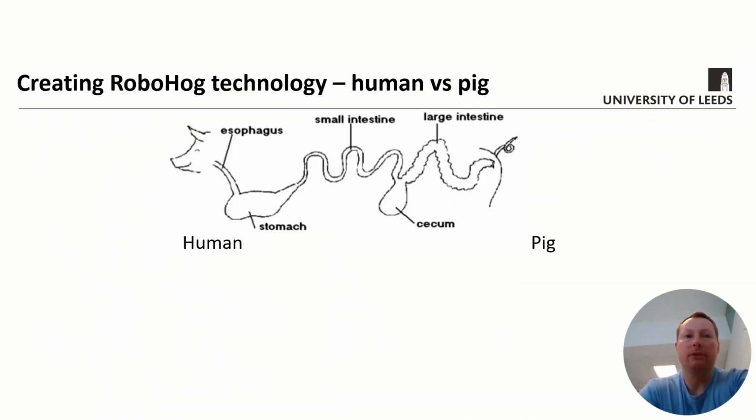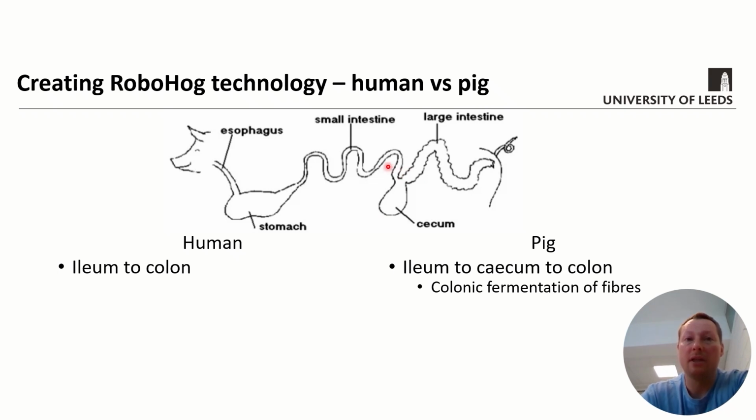Now, in order for us to do this with RoboHog, we wanted to compare what was happening between a human and a pig, because we know that there are great models for humans out there, but what about the pig? So this is a very simplistic drawing of the pig digestive system, but one thing that you'll definitely notice is that the pig has this cecum environment here, and this is really a fermentation bag, if you like, and this is because of the colonic fermentation of the fibers that they consume in their diet, and the fermentation that happens to break down those complex fibers.